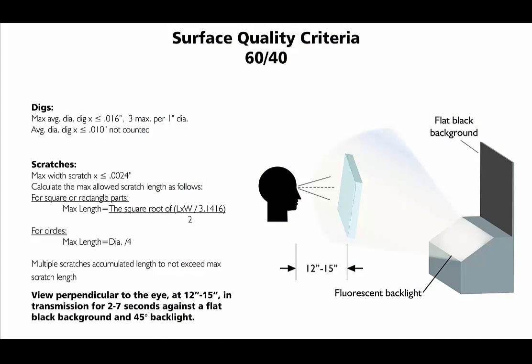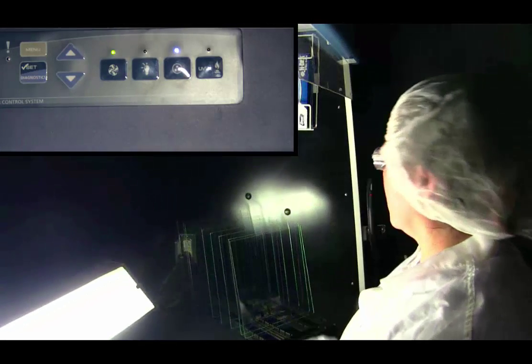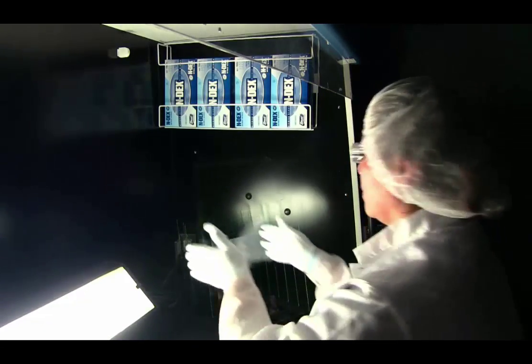Surface Quality Criteria 6040 allows for parts to be viewed perpendicular to the eye, 12 to 15 inches in transmission, for 2 to 7 seconds using a flat black background and backlight that is set at a 45-degree angle. The light sources are fluorescent lights that are diffused that have a target output of 160-foot candles 1 foot from the source. 6040 inspection begins by turning on the rear fluorescent diffused backlight.